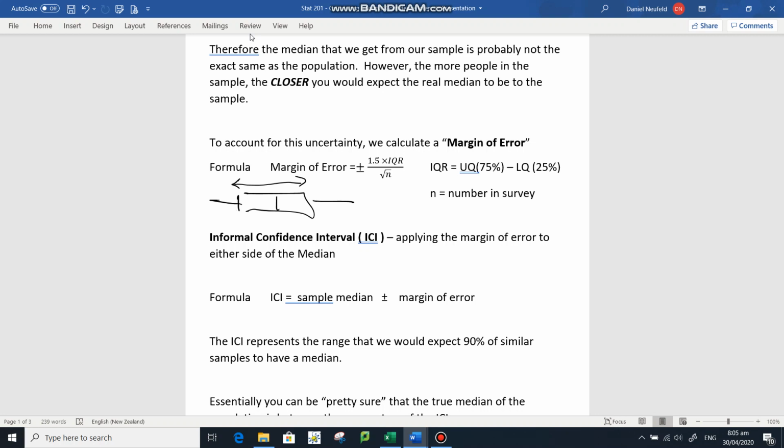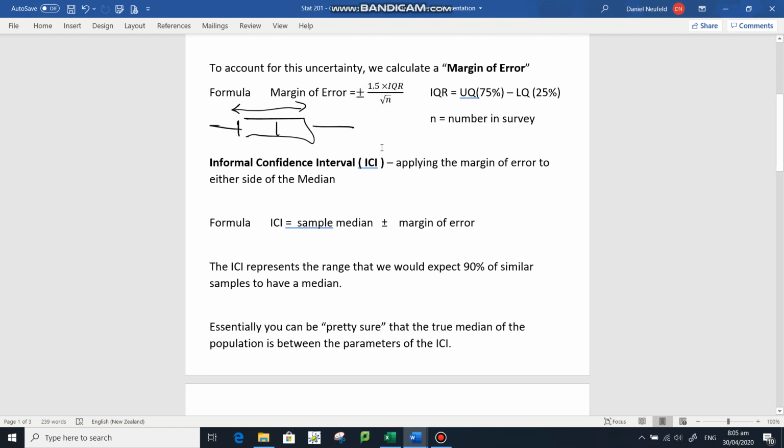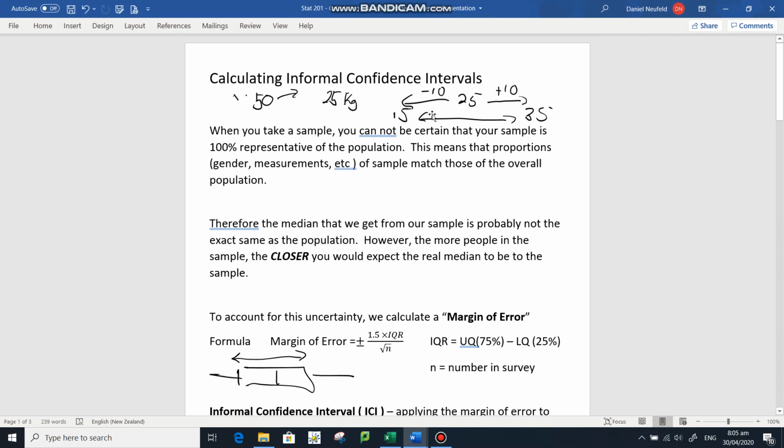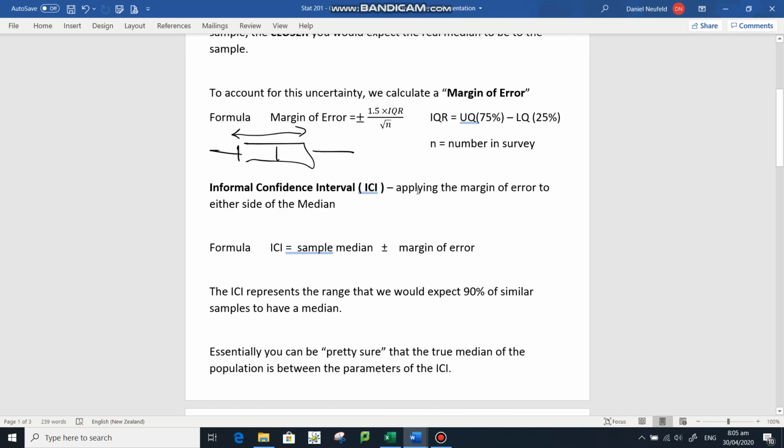Okay, so that's the formula that we use. Informal confidence interval, again, that's when you do your give and take, and then what's the range in which you think the actual median will be. All right.